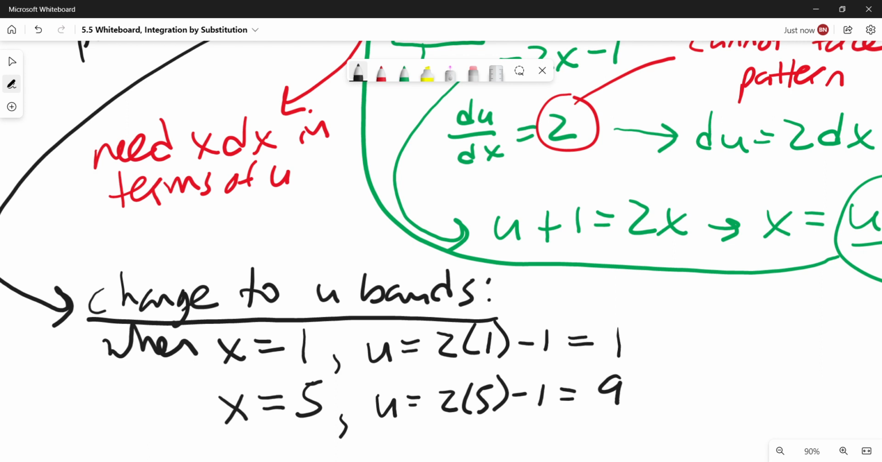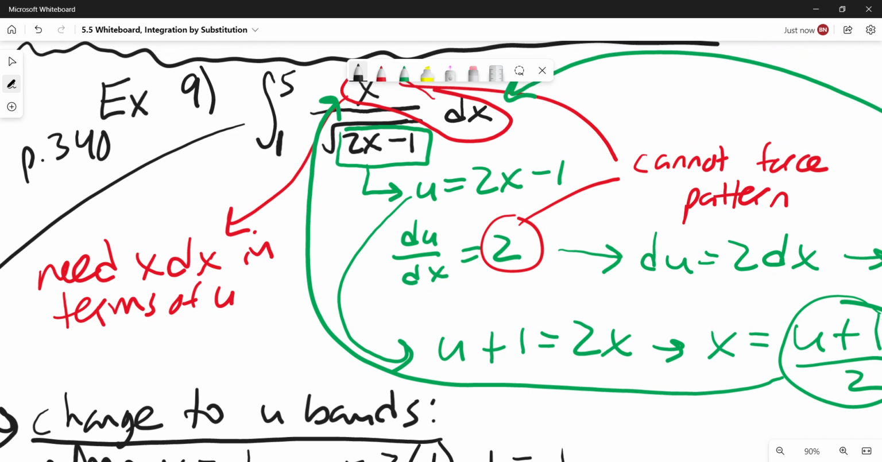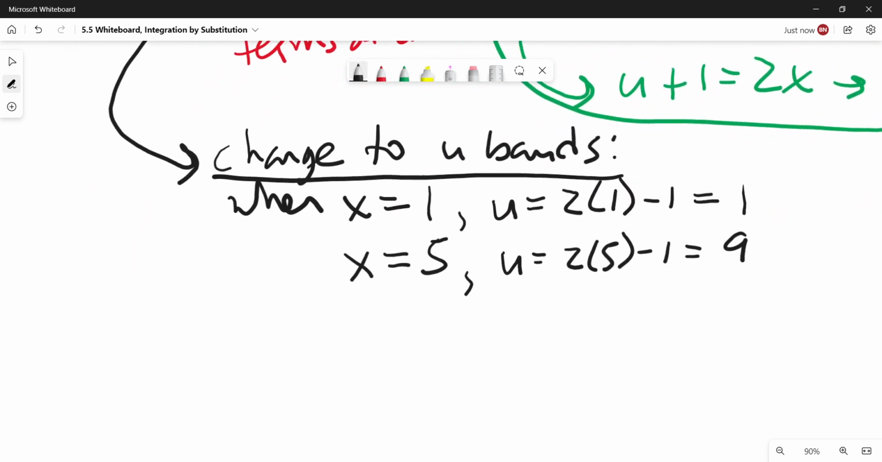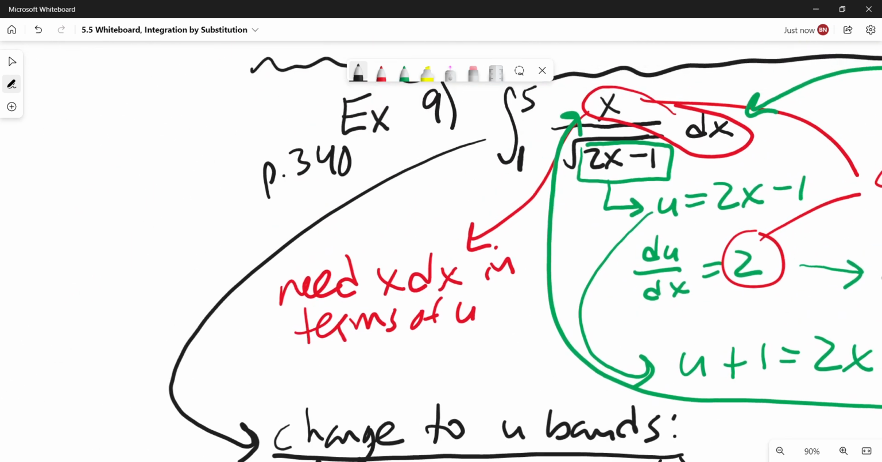Oh yeah, the book does this in a strange way. So if I were you, I would ignore the book. I mean, the book's way is not wrong. It's just they let u equal the square root of 2x minus 1, which, sure, if you're consistent, can work, but why that? You would always tend to choose u to be what's inside the square root. There's no need to go against that in this case.